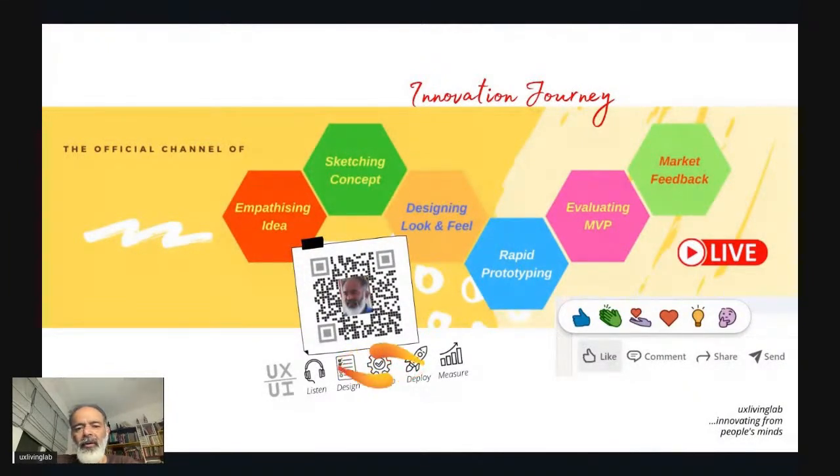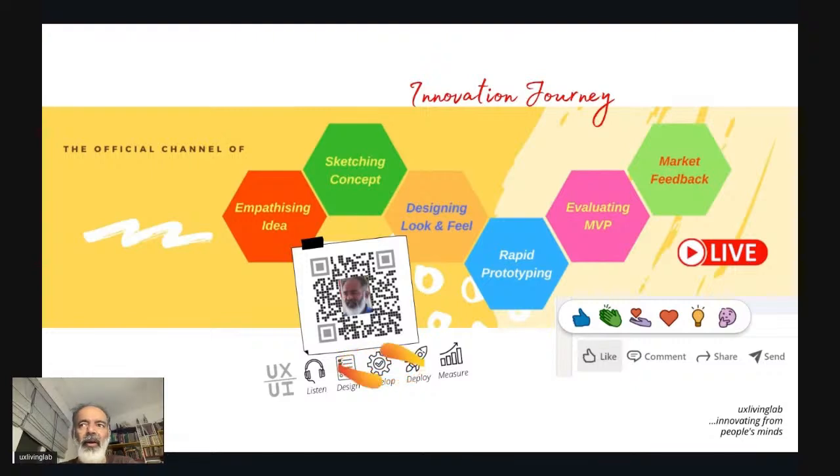As I said in all my presentations, I talk about innovation journey. Innovation journey starts from ideation, then concept, then designing look and feel, rapid prototyping, evaluating MVP, and market feedback. This shows the total innovation journey of a product or service or process or business model. UI designer works in designing look and feel. That's the stage where the UI designer will contribute to the innovation journey.